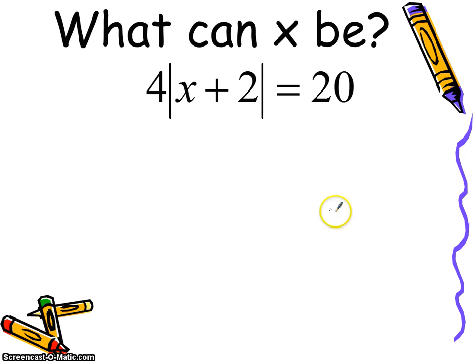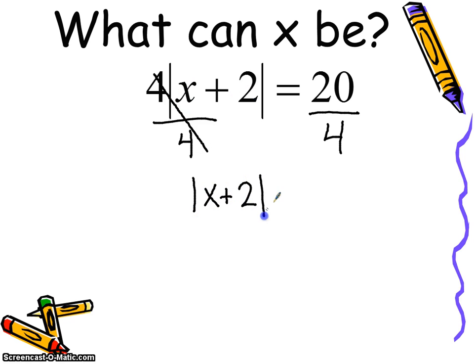Let's try another example. We have 4 times the absolute value of x plus 2 equals 20. Now ask yourself, is the absolute value symbols isolated? And the answer is no, because we have multiply 4 outside of those symbols. Well, what's the opposite of multiplying 4? Dividing 4. So make sure you do it on each side. 4 divided by 4 makes 1, and 1 times anything is just itself, so we're left with the absolute value of x plus 2 equals 5.